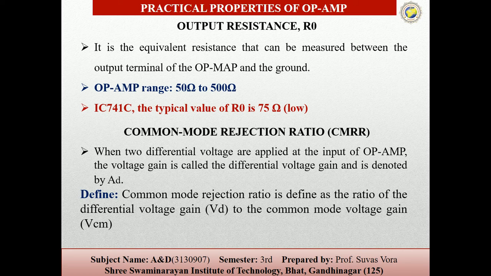The common mode rejection ratio is defined as the ratio of the differential voltage gain to the common mode voltage gain, and the equation is CMRR equals AD, the differential gain, divided by ACM, the common mode gain. The common mode gain is very small compared to the differential gain.